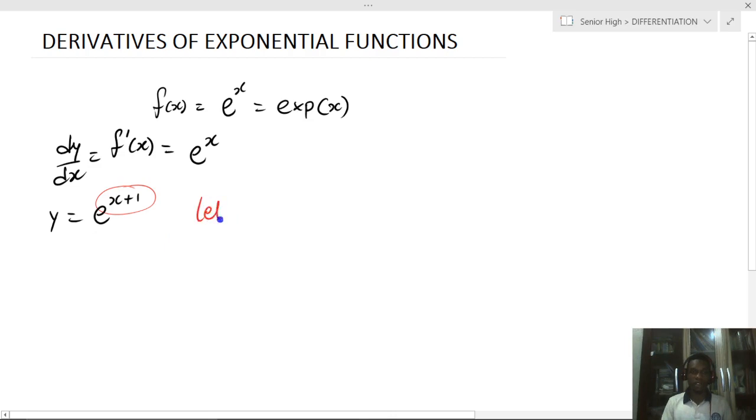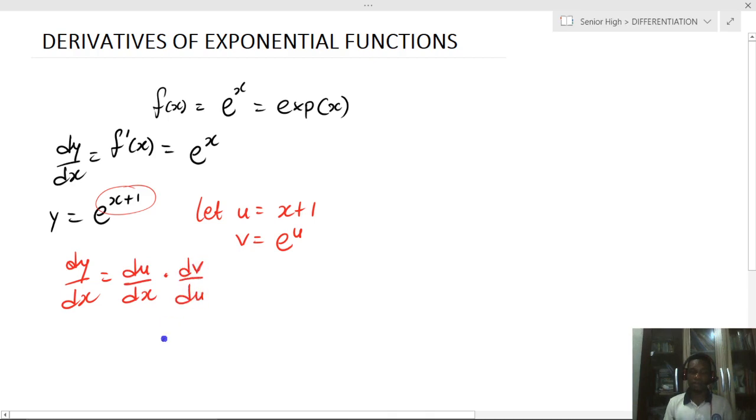You say let u be equal to x plus 1, and then let v be equal to exponential raised to the power u. Now we already know that, therefore we know what we're working with. For dy dx, it will be equal to du dx multiplying dv du. Is that okay? So what will it be?